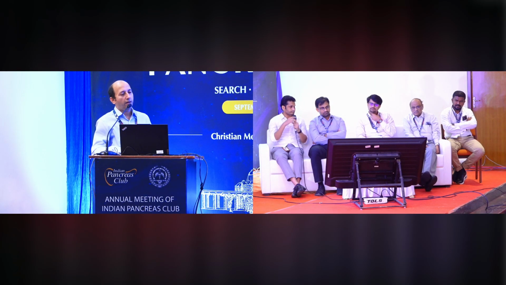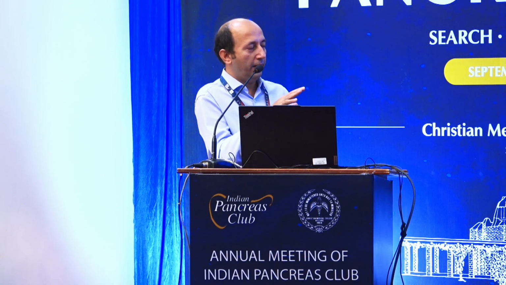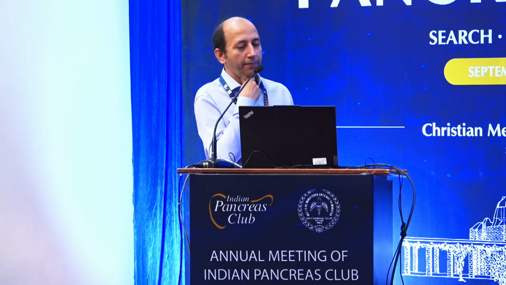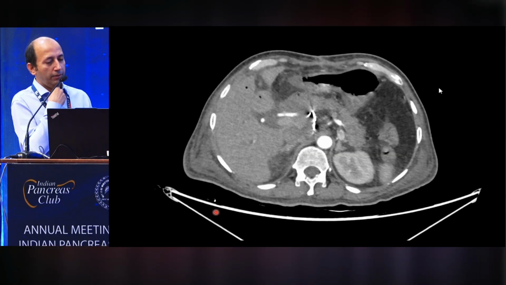So we drained the collection, around 700 ml initially purulent, and it was pancreatic leak fluid. He improved a little bit, but again he developed a fall in the hemoglobin. So this is the CT of the patient. Although there was no bleed in the drain and pigtail both, there was a fall in the hemoglobin. So we did the CT angio this time because a large collection was there for a long time, so we thought there might be something.